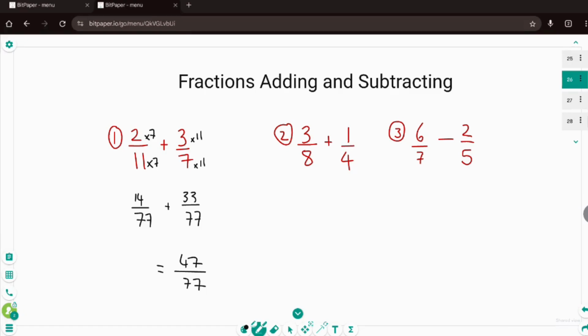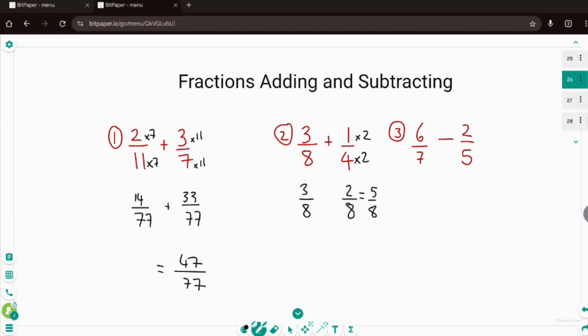Now, you may have done something slightly different here. The lowest common multiple of 8 and 4 is actually 8. I will show you both ways. So we already have 8 as the denominator, so we can leave this as a 3. 4 times 2 is 8, so we need to multiply this by 2, which gives us 5/8.